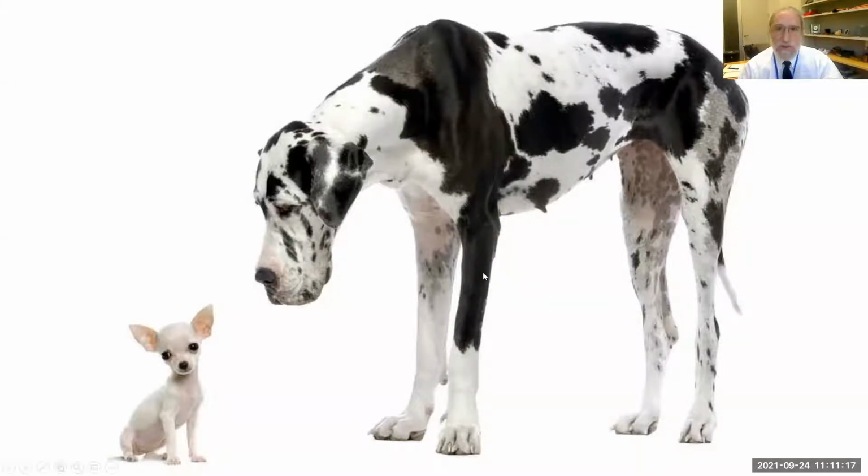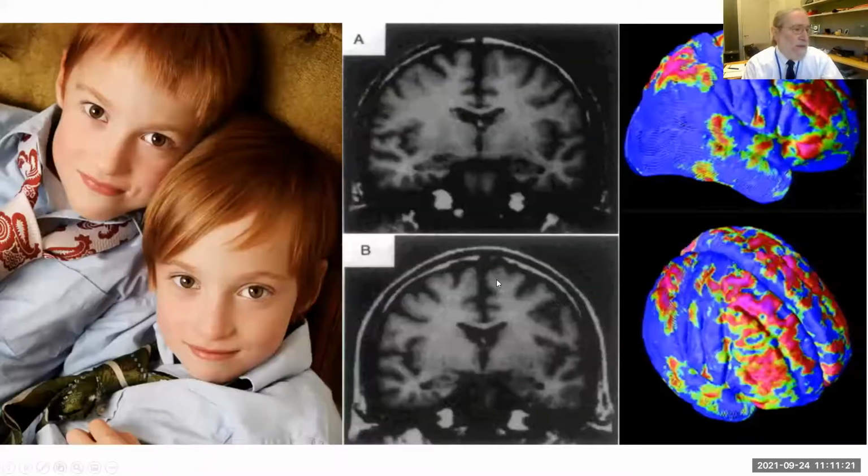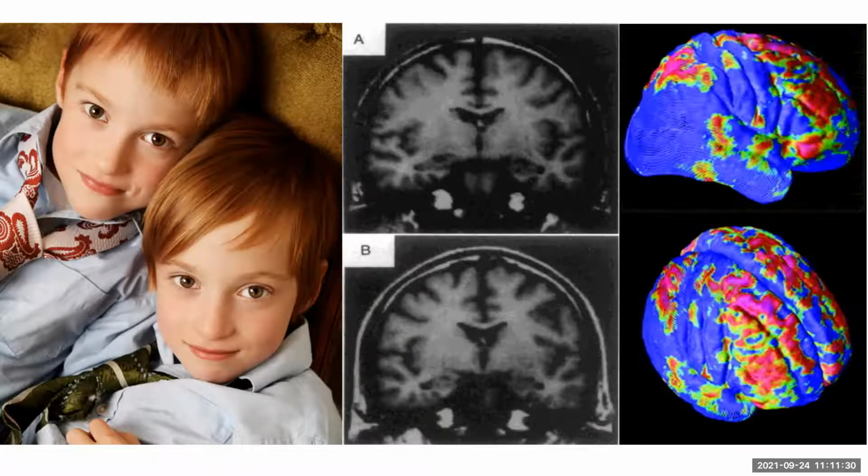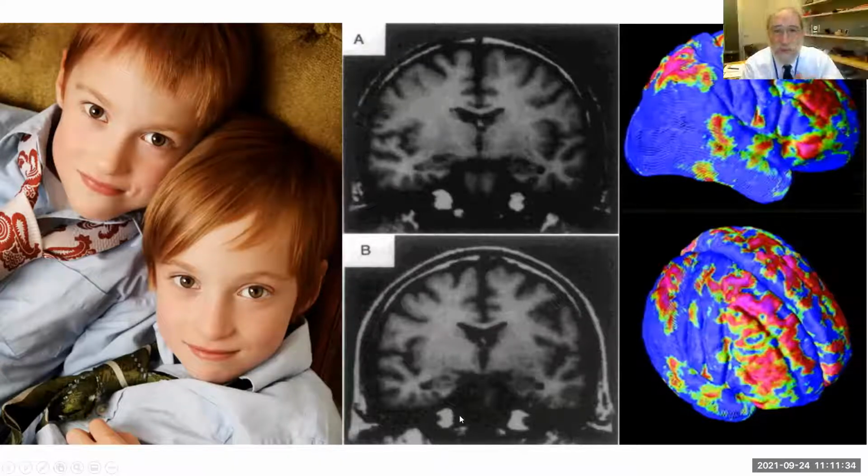Yet we all know that the genetics underlying these two animals is identical. The problem becomes even more complicated when you talk about humans. And you have identical twins, in this case, these two children, that have different enough features of their brains.